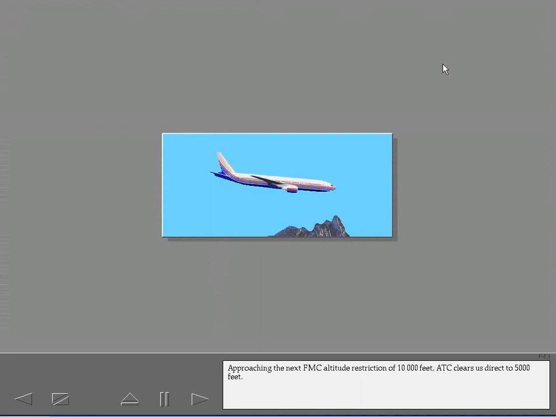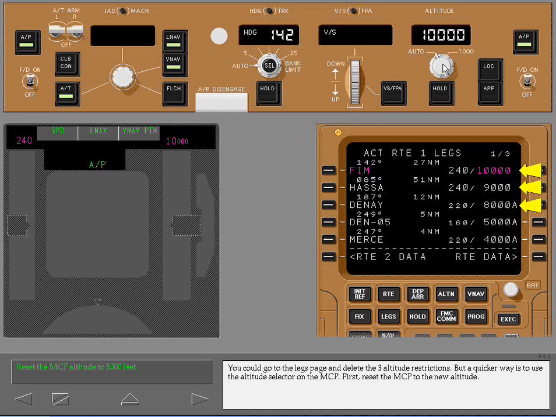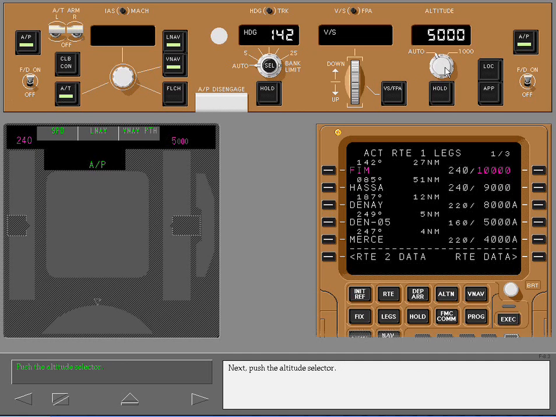Approaching the next FMC altitude restriction of 10,000 feet, ATC clears us direct to 5,000 feet. You could go to the legs page and delete the 3 altitude restrictions, but a quicker way is to use the altitude selector on the MCP. First, reset the MCP to the new altitude. Next, push the altitude selector.